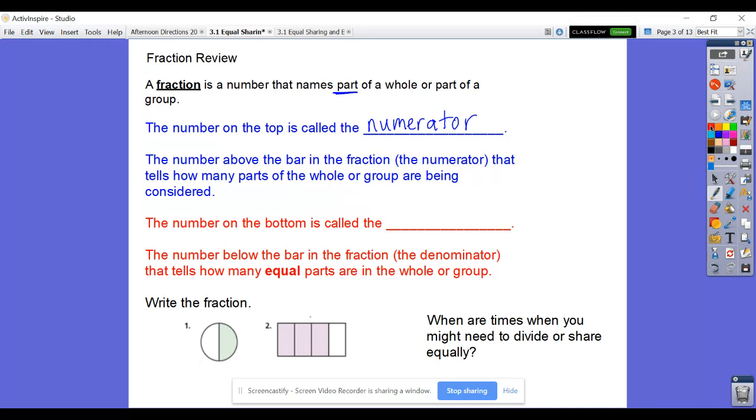The number in the bottom of the fraction is called, say it with me if you know it, denominator. Let me just get my red marker here. Oh, there we go. The denominator. Practice saying that 3 times. Denominator, denominator, denominator. And that's the number below the bar in the fraction, the denominator, that tells how many equal parts are in the whole or the group.